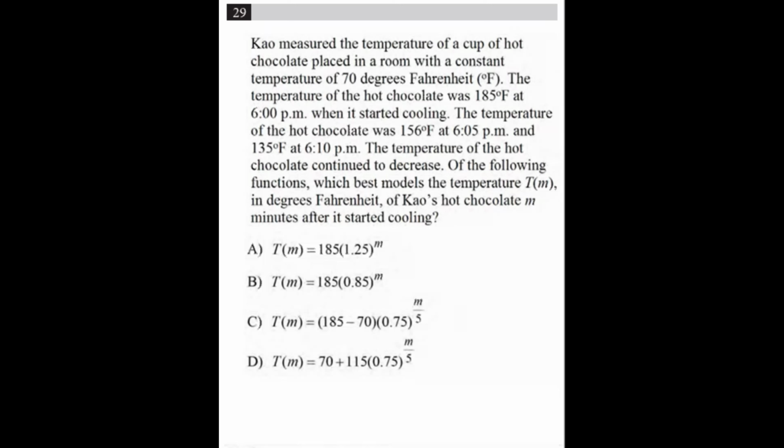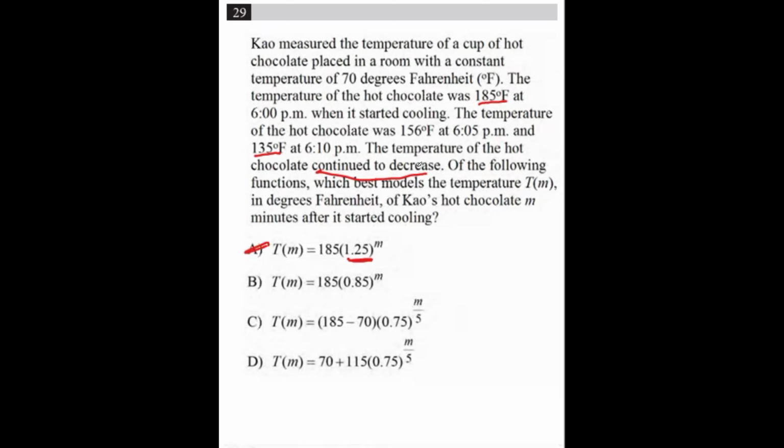Okay, so for question 29, we have the room is 70 degrees. The initial temperature is 185. After 10 minutes, the final temperature is 135, and it continues to decrease. So which of the following models of temperature? Well, we could plug in, but the first thing is that, well, for A, the temperature increases because this value is greater than 1, so it's not A.